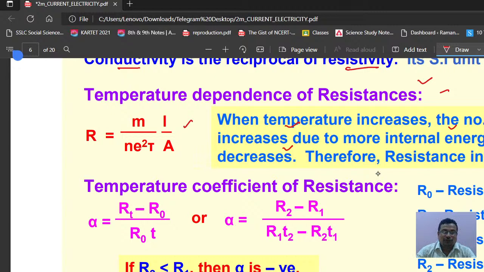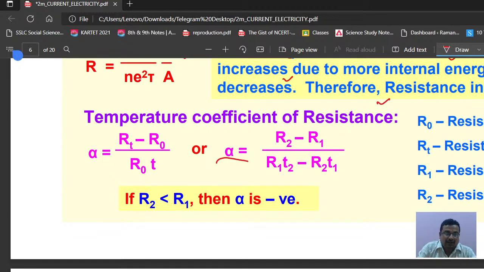Now, temperature coefficient of resistance. This alpha tells about the temperature coefficient of resistance: R2 minus R1 over R1 T2 minus R2 T1. Here R naught is resistance at zero temperature, RT is resistance at T temperature, R1 is resistance at T1 temperature, R2 is resistance at T2 temperature. If R2 is lesser than R1, this alpha is negative.